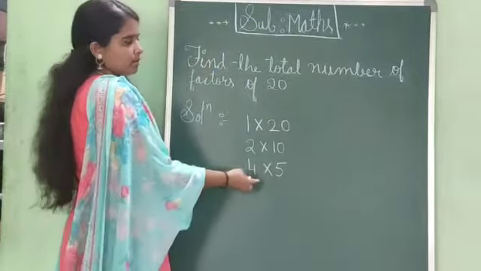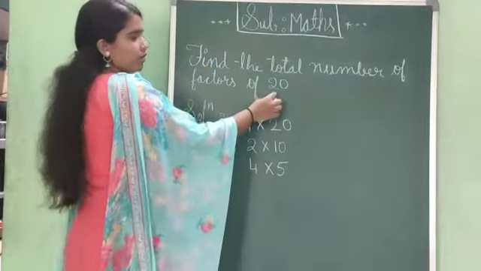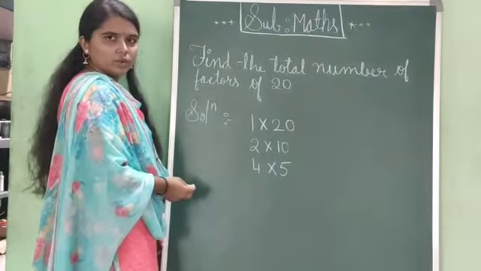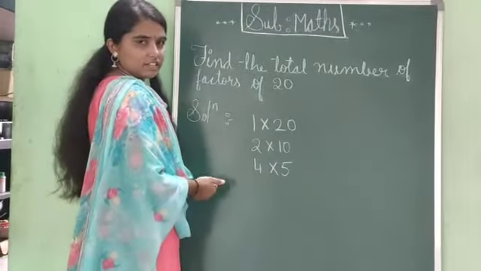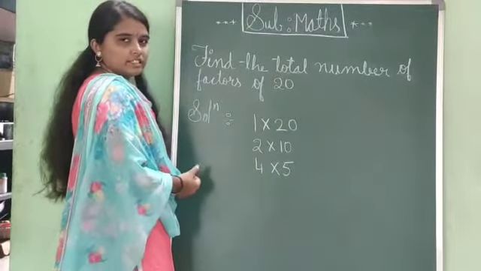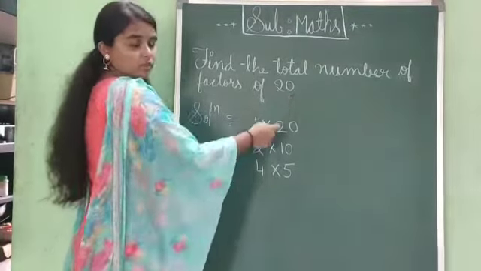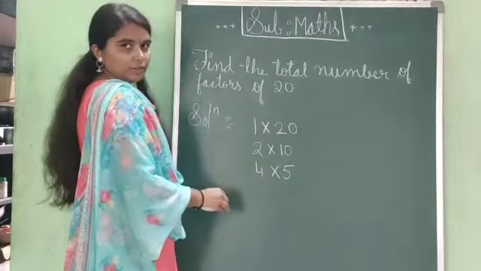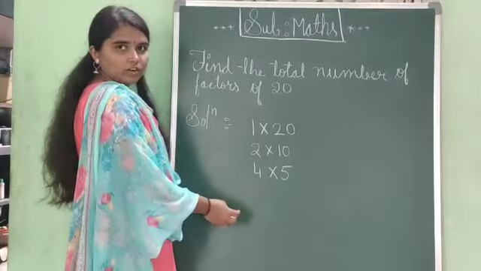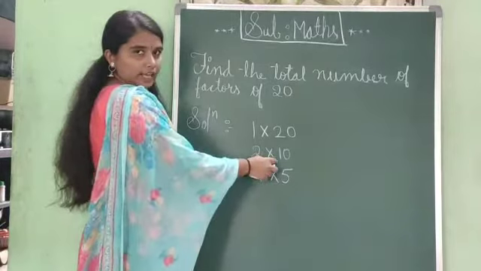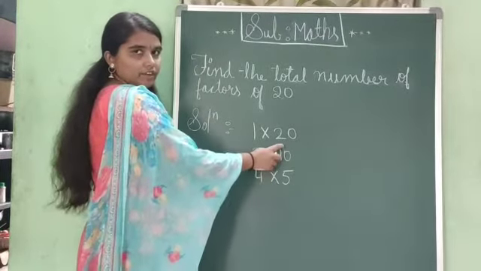6 5s are 30. Do we want 30? No, we want 20. In 6 table will we get 20? Read now: 6 1s are 6, 6 2s are 12, 6 3s are 18, 6 4s are 24. We want only 20, so in 6 table it will not come. 7 also will not come. 8 also will not come. Directly it will come in 10. Then after 10 it will come in 20.